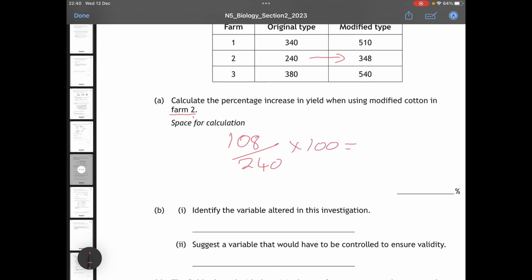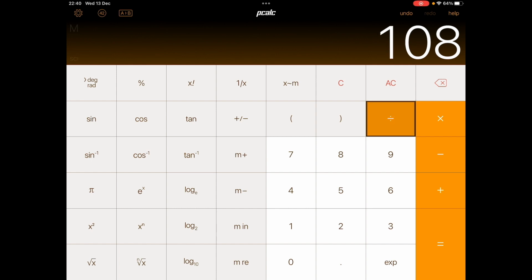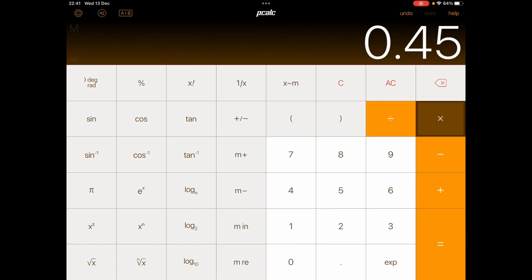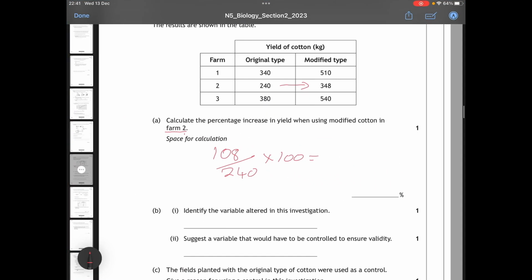And that's one that I definitely couldn't do in my head. So I'm going to go back to my calculator. Got my 108 in the screen. So I'm just going to divide that by 240. And I'm going to go equals. And then we're going to times by 100. And that'll give me the answer, 45. Okay. And you put your answer in. Usually in biology we're given the units, so you don't need to write the units in.